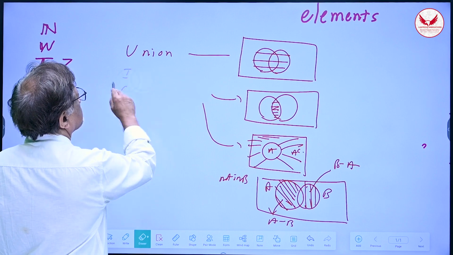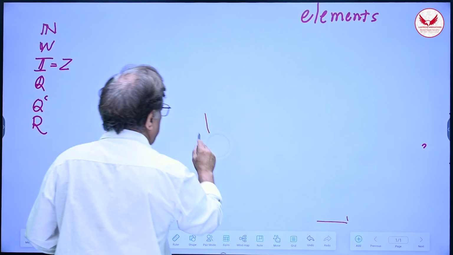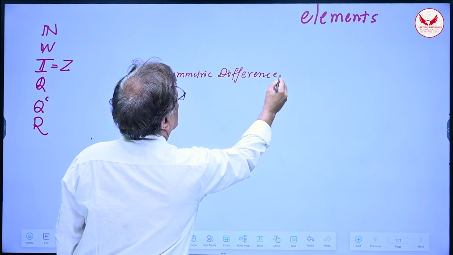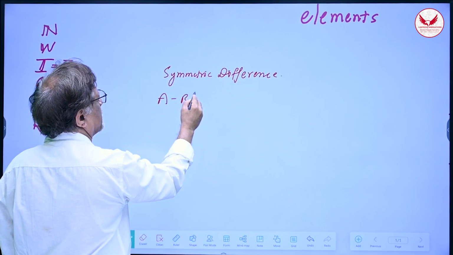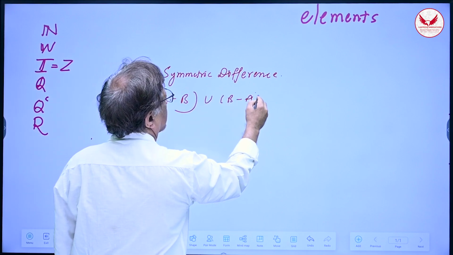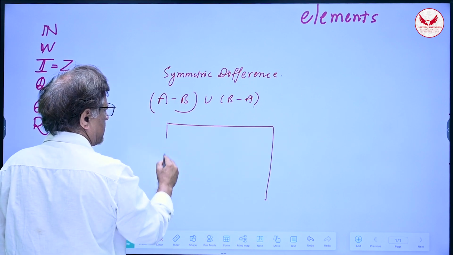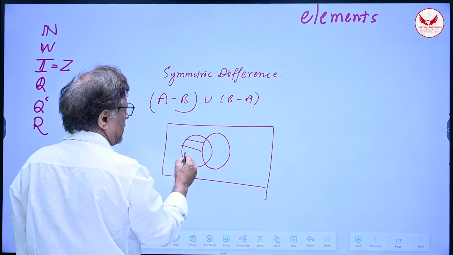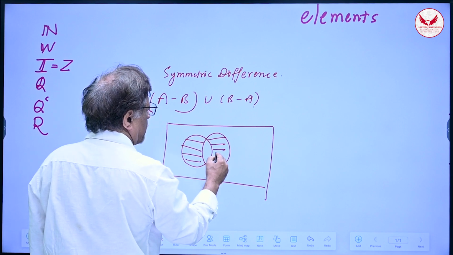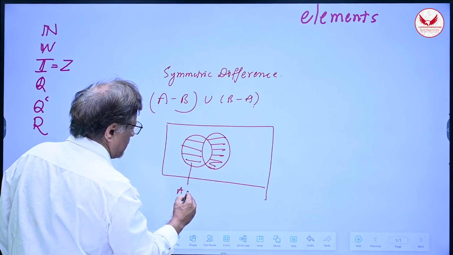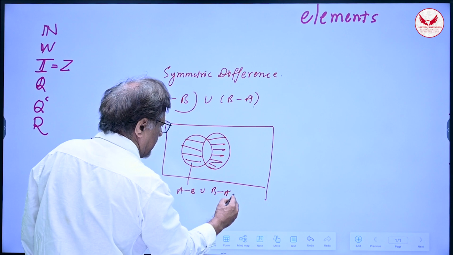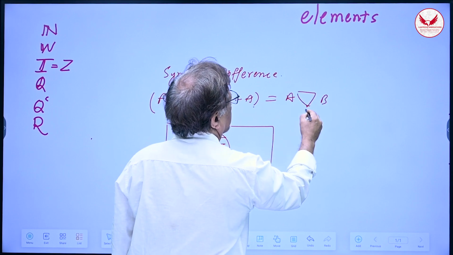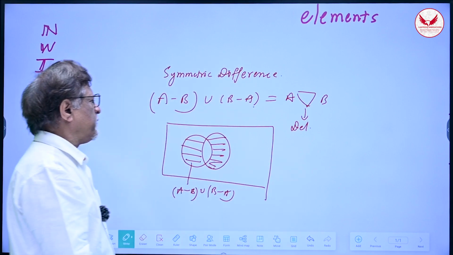Now, let us call the next operation symmetric difference. Symmetric difference is a combination of both, that is A minus B union B minus A. Now that means this is a universal set. This is set A, this is set B, this set is A minus B, right? And this set is B minus A. The combination of both will be A minus B union B minus A. This entire operation is denoted by A del B. It is pronounced as del. Okay. So A del B means this.